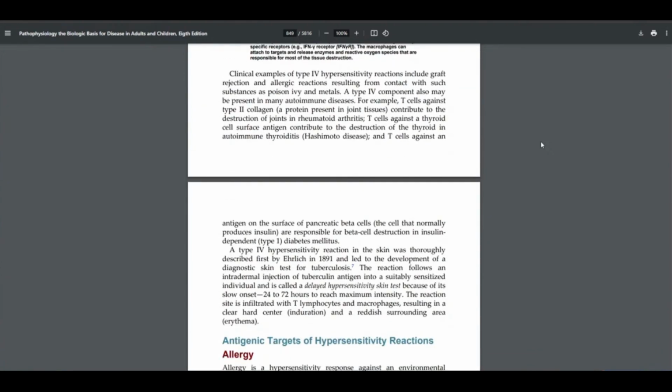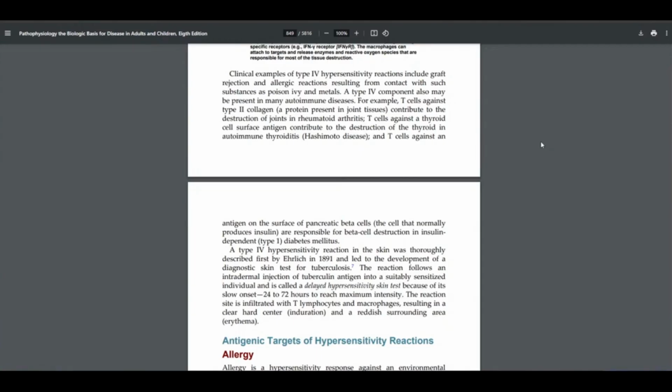Clinical examples of type 4 hypersensitivity reactions include graft rejection, and allergic reactions resulting from contact with substances such as poison ivy and metals. A type 4 component also may be present in many autoimmune diseases.